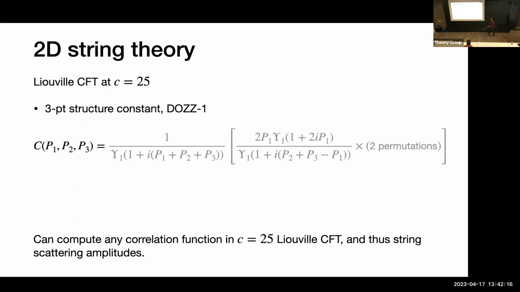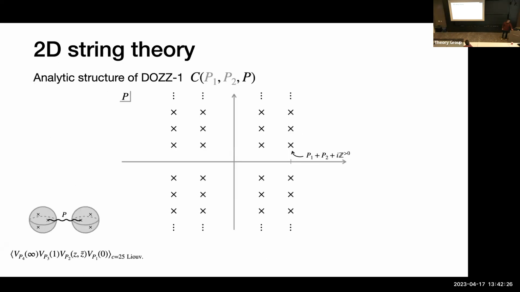Yeah. So the only thing that simplifies a little bit is this epsilon function, which is a little simpler in this way, but still complicated in this form. Okay, so it's not very important to know what the function is, but something that will be relevant a little bit later is the analytic structure of the DOZZ formula for fixed P1 and P2, two of the momenta, in the complex P plane.